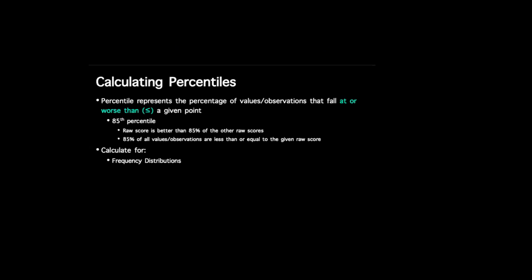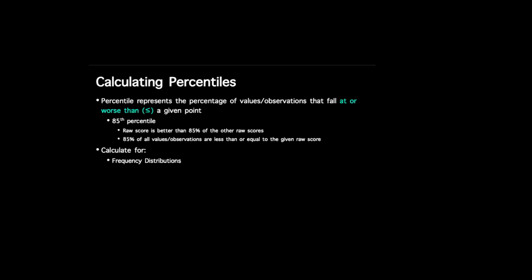Okay, so again, the way that we read an 85th percentile, we're just saying a raw score is better than 85% of the other raw scores, okay? And we can calculate percentiles for frequency distributions, which was our topic of last week, right?